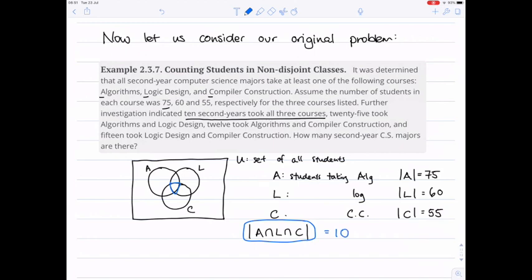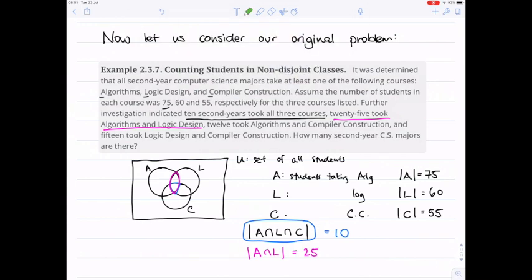And we know that 25 took algorithms and logic design. So we know that 25 took both algorithms and logic. So we know that A intersection L has 25.